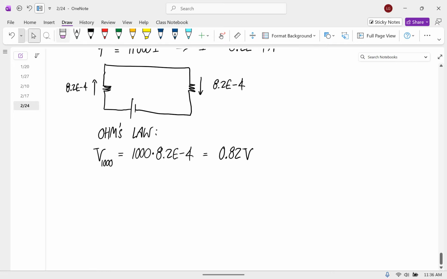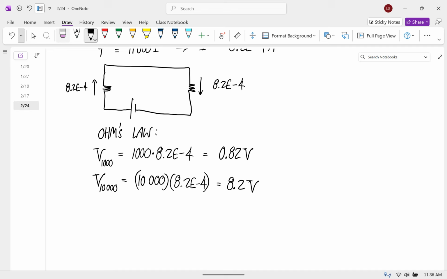And then we'll go to the second one. So the voltage in the 10,000 is equal to the resistance of the 10,000 times 8.2 times 10 to the minus 4. And that is about 8.2 volts. And you can see that those two voltages add up to our total of 9. It might be off a touch, but that's just round off error.